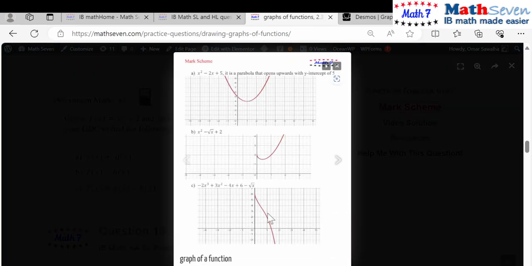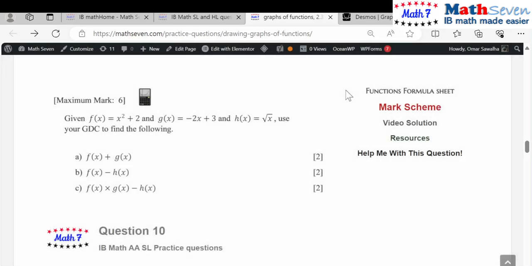Again, students, these types of functions, you are not responsible to draw them without the use of a calculator. Okay, so we're done.